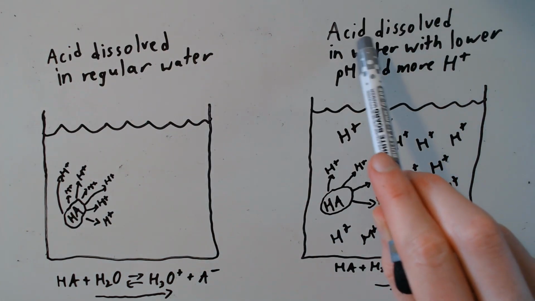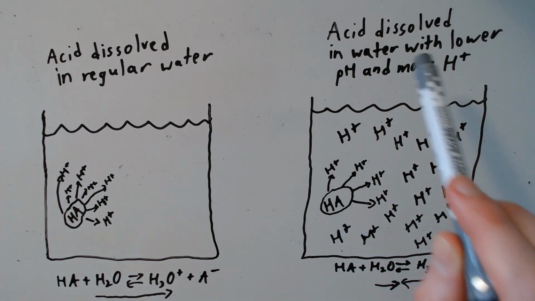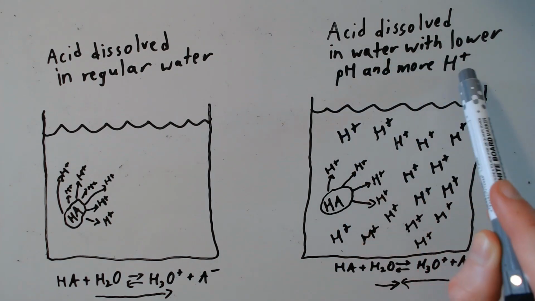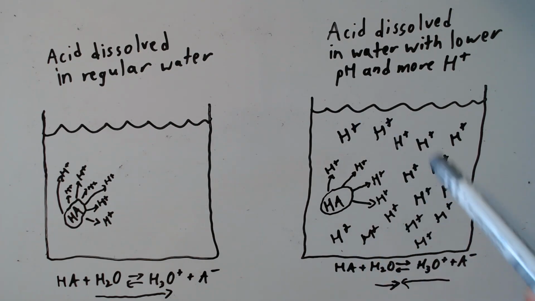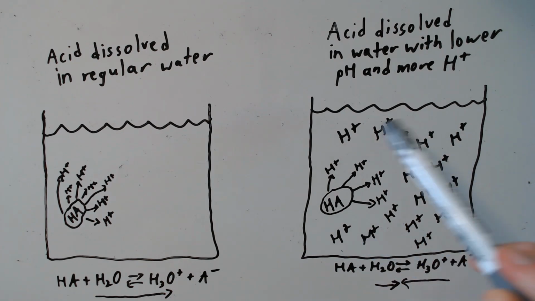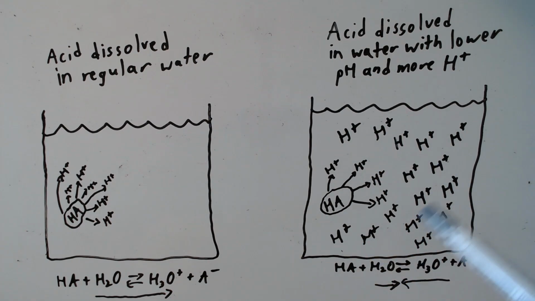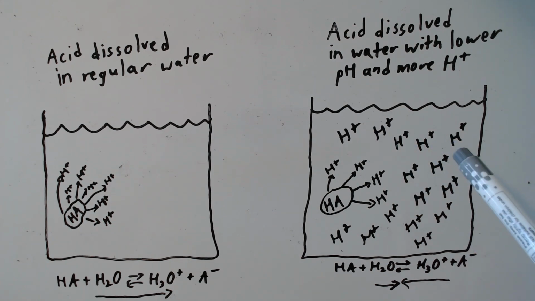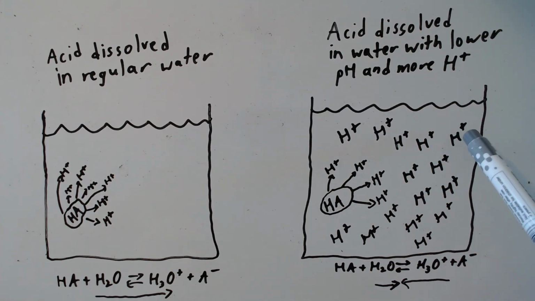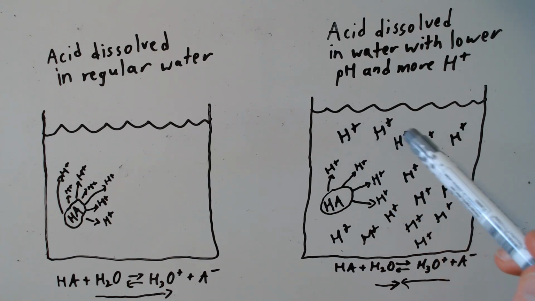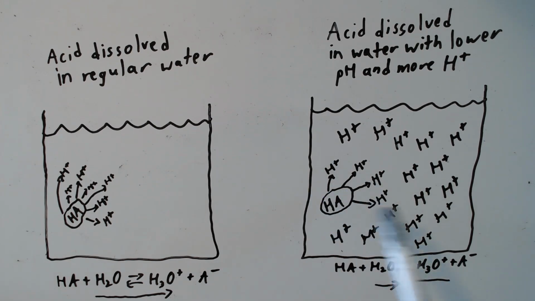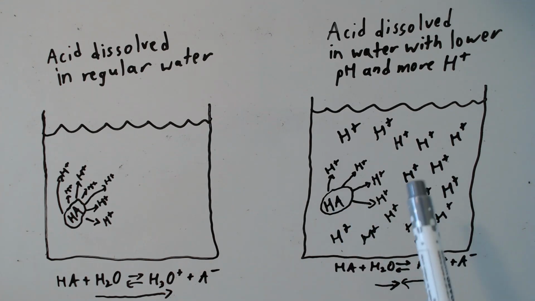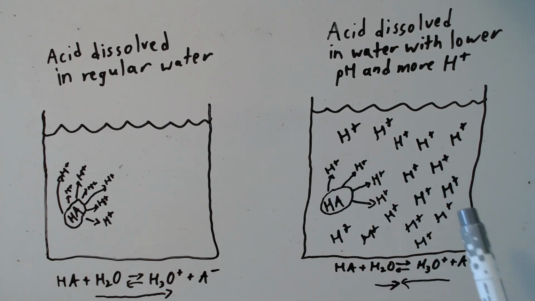But let's say this acid right here is dissolved in water with a lower pH and more H+ that are already dissolved. And these H+ by themselves already combine with H2O to form all of these hydroniums, H3O+. So there's the problem. If this water is already crowded with H+, the acid has a more difficult time releasing H+. It's kind of difficult to shove more H+ into the crowd.